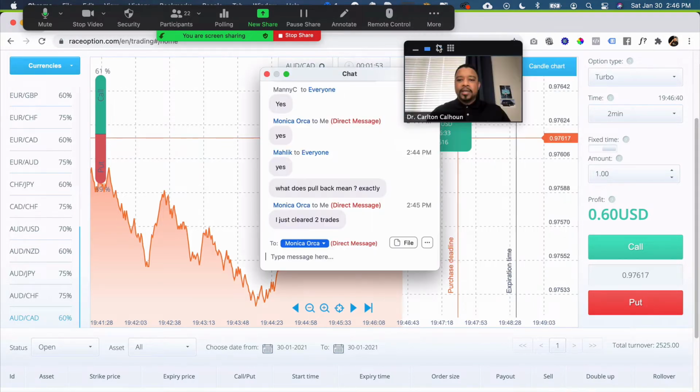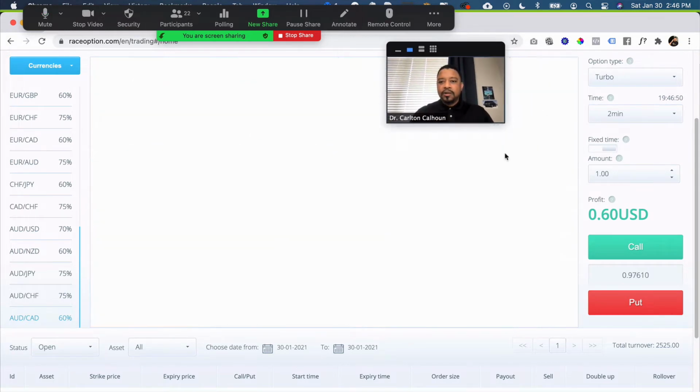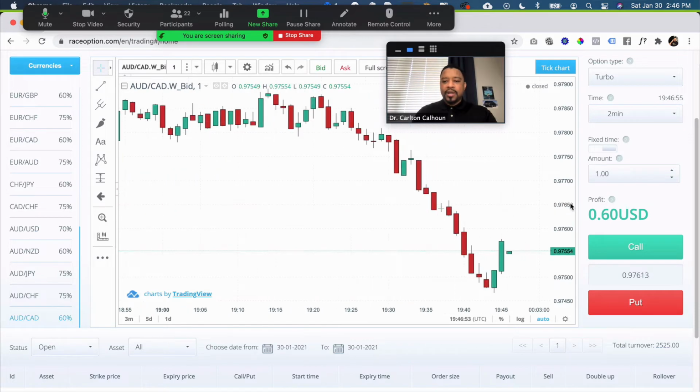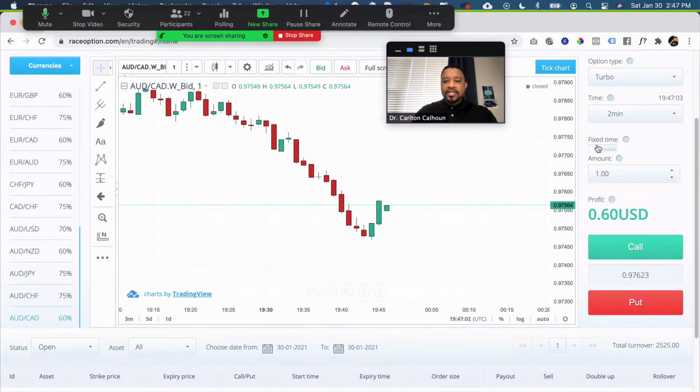So let's look at another one. Anybody have any question? What does a pullback mean? Great question. So let's go back to the candle chart. Just like traditional Forex trading, everything applies. So this is where I will be getting ready to enter my puts because I know it's going to drop down.